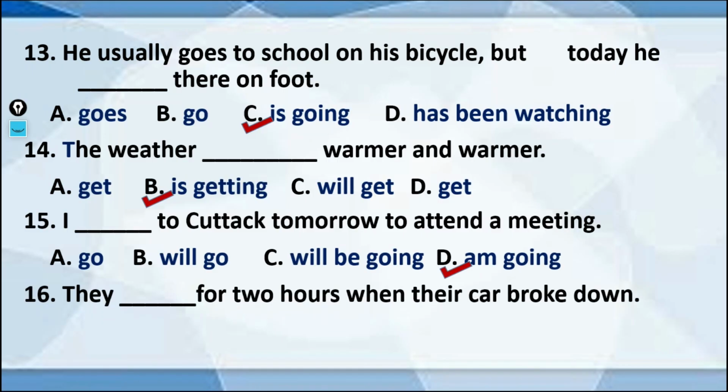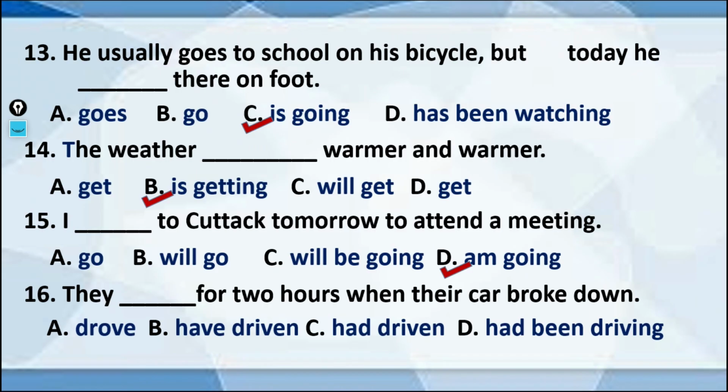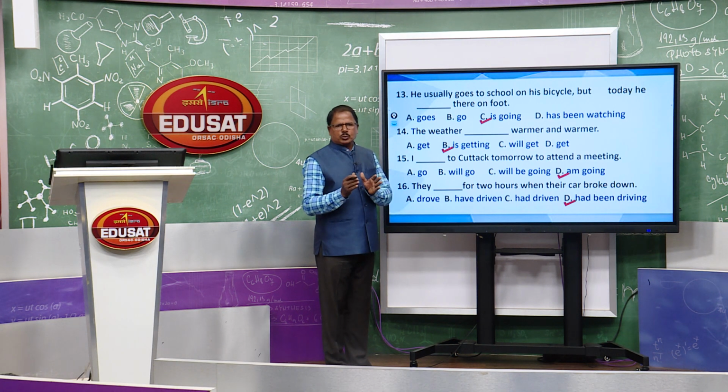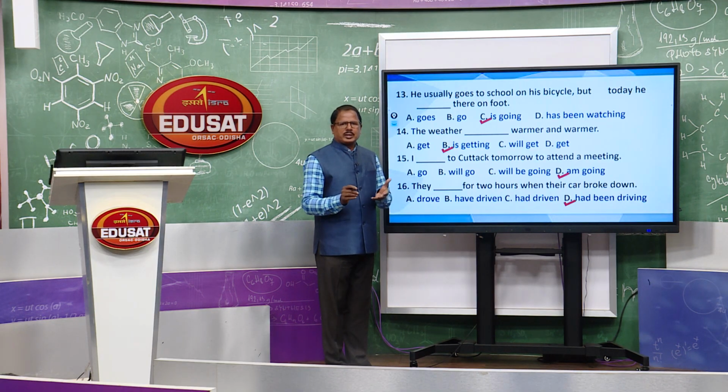right. And they dash for 2 hours when their car broke down, right. The options are drove, have driven, had driven, had been driving, and the correct answer is had been driving. That means they had been driving for 2 hours when their car broke down. If it is past, it is had been; if present, I am tired, I have been working in the garden. Okay, and this is about some sample questions of tense.